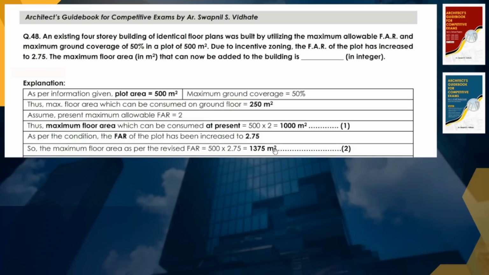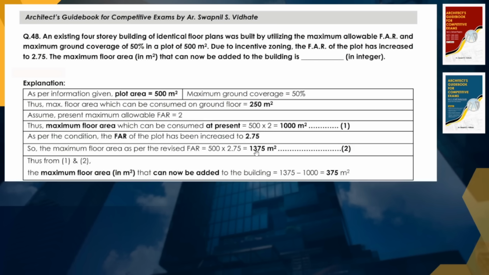So, what is the net addition here? 1375 minus 1000. So, the maximum floor area that can now be added to the building is 1375 minus 1000, that is 375 meter square. So, this is the answer, right? So, very easy question. Question 48, I think more difficult or more tricky questions were asked in the previous question papers, but I think this was the easier one.